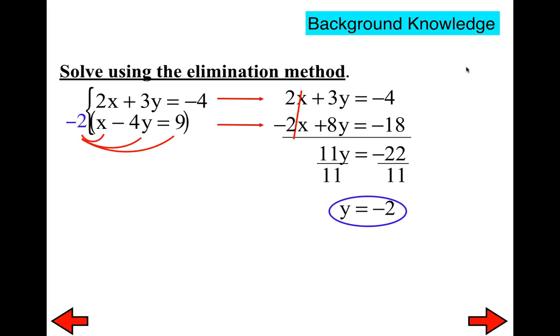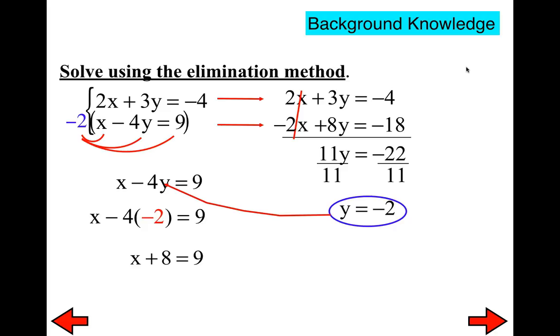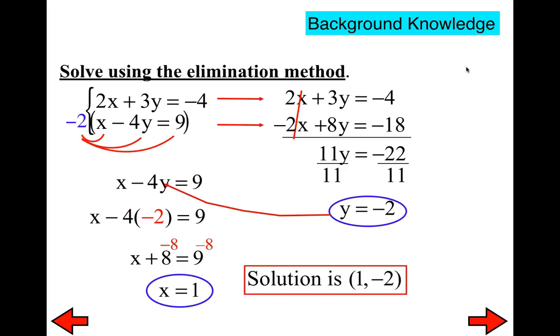But we're not done. We need to plug that into one of the original equations. I'm going to go ahead and plug it into the second one because it seems a little bit more simple. Plugging it in for y, now we have x plus 8 equals 9. Subtract 8 from both sides and x equals 1. So here I would say that I think the solution is (1, -2), but you wouldn't say you know until you, of course, have checked your answer.